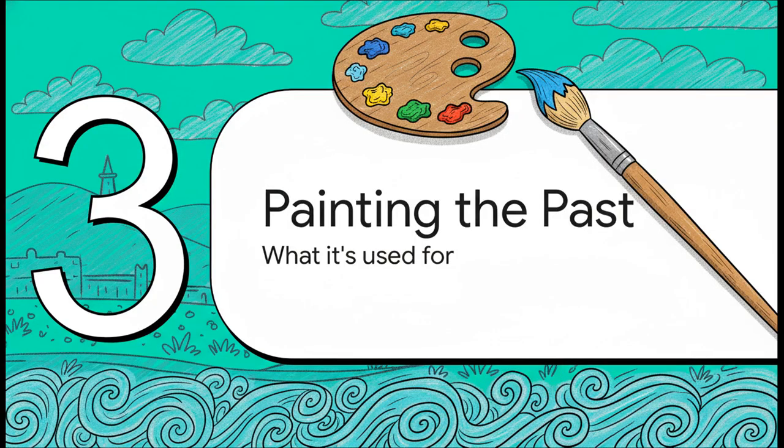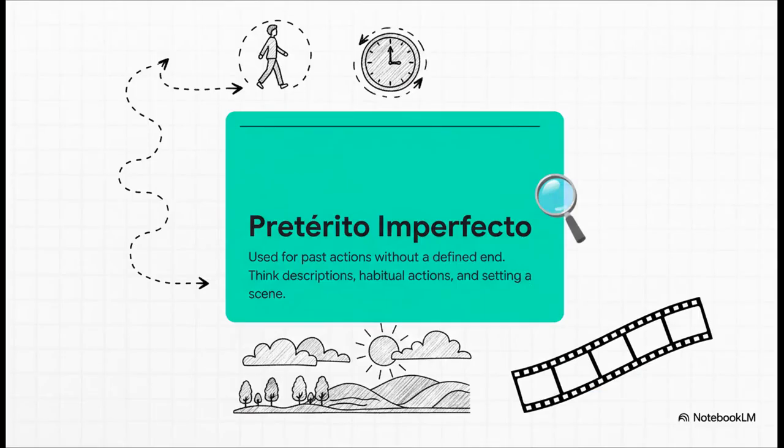Okay, so we know it's super easy to form, but the big question is, when do we actually use it? Well, I want you to think of yourself as an artist. The imperfect tense is your paintbrush, and you're about to paint a picture of the past. And here's the key idea. With the imperfect, we don't care about the beginning or the end of the action. It's not about what happened one specific time. It's all about what was happening or what used to happen. You're setting the stage for your story.